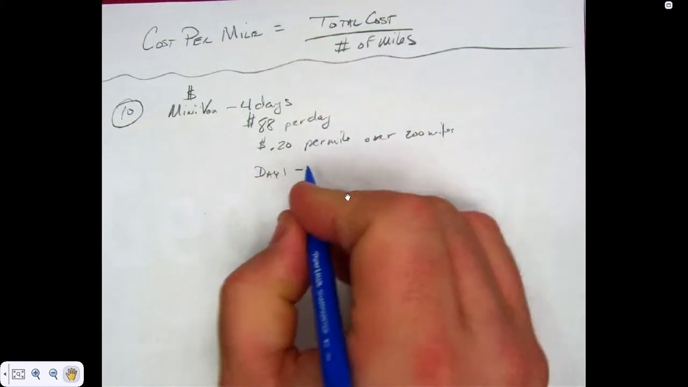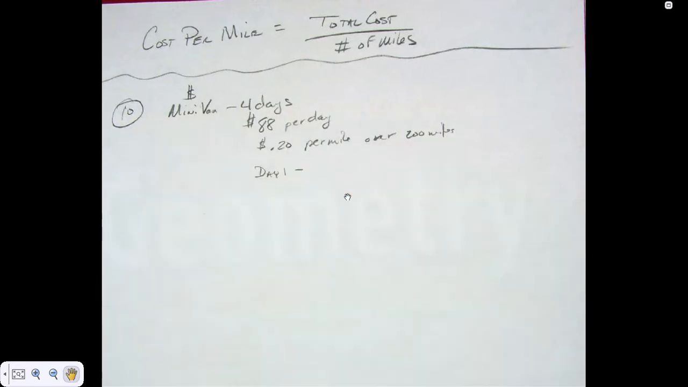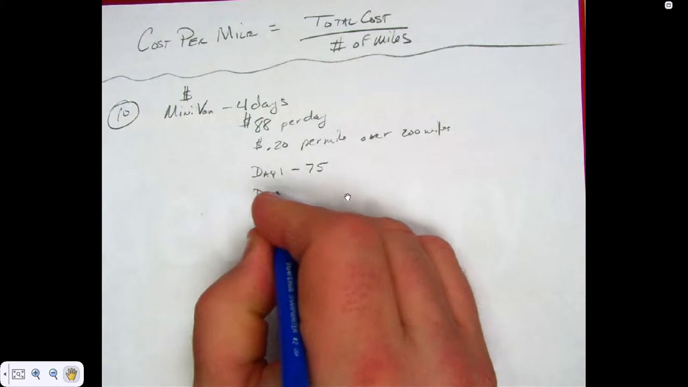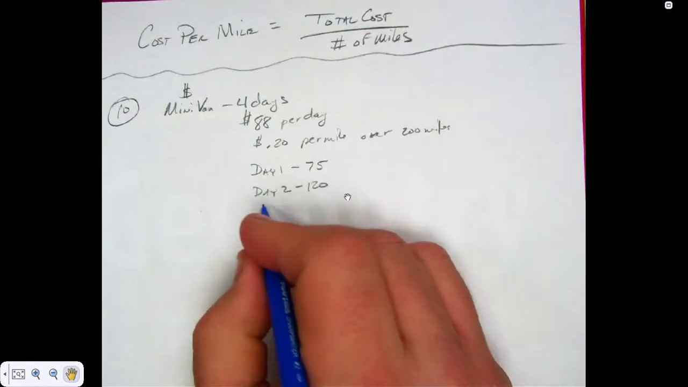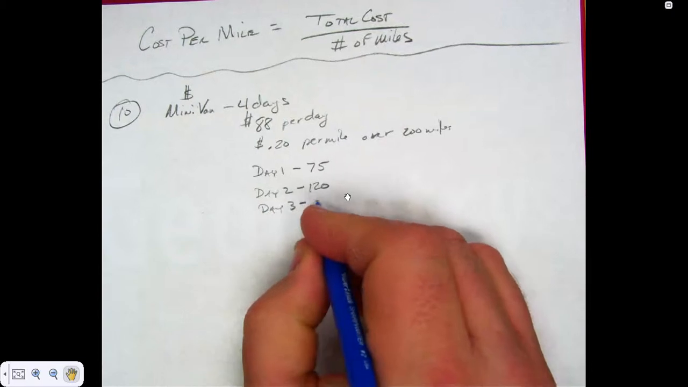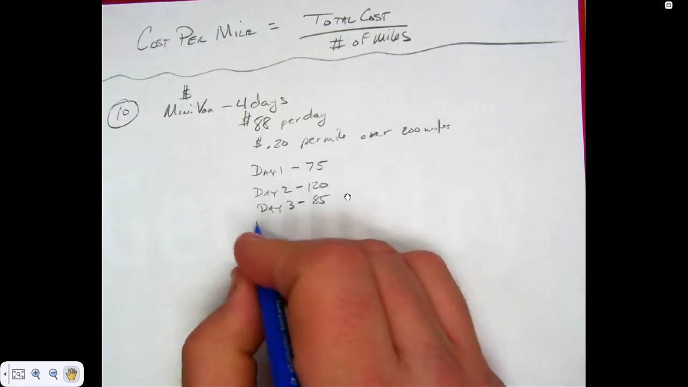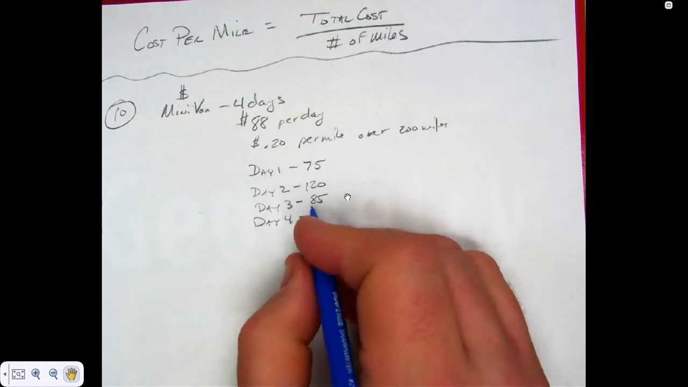Day one, he drove how many miles? Day two. Day three. Day four. 140.